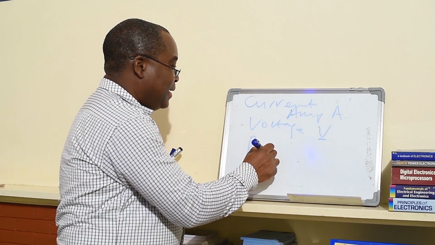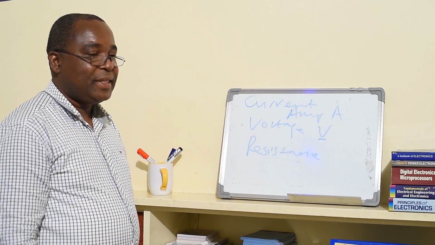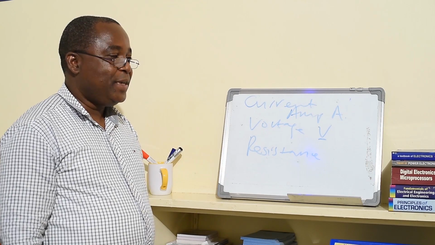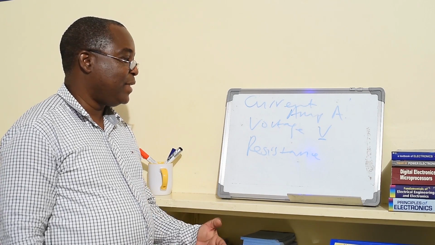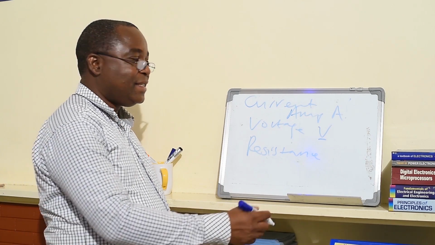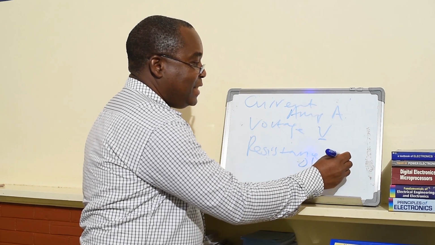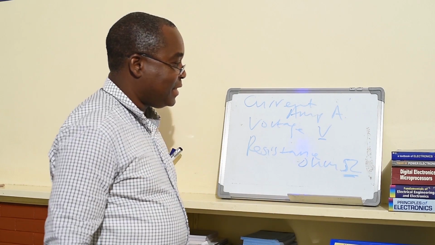Resistance is the opposition to the flow of the current. So in the circuit, resistance is what opposes the flow of the electrons in the circuit. And the unit of resistance is the ohm. It is called ohm, but it is written with the symbol omega. This is the unit of resistance.